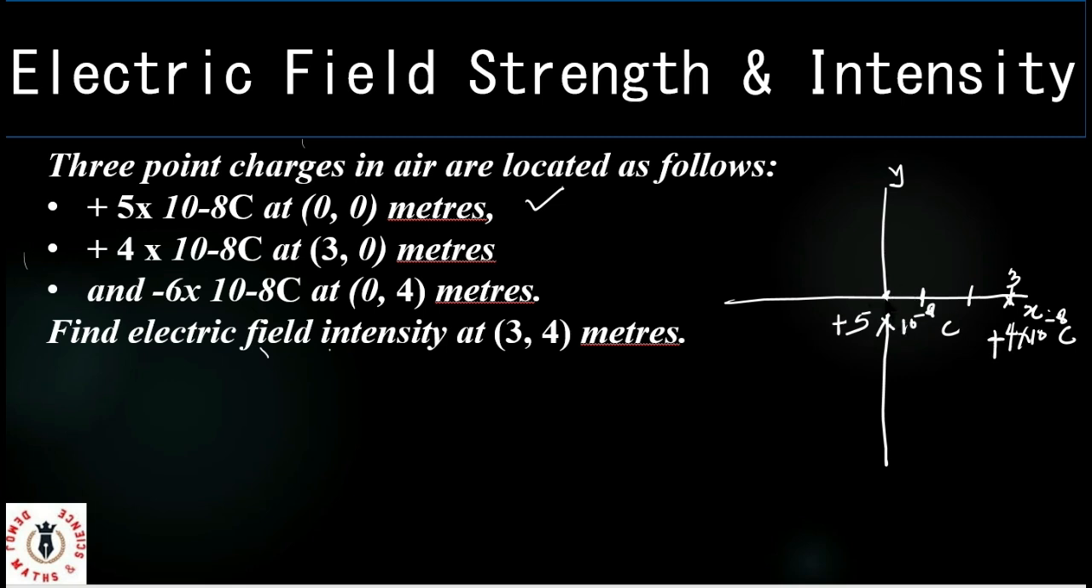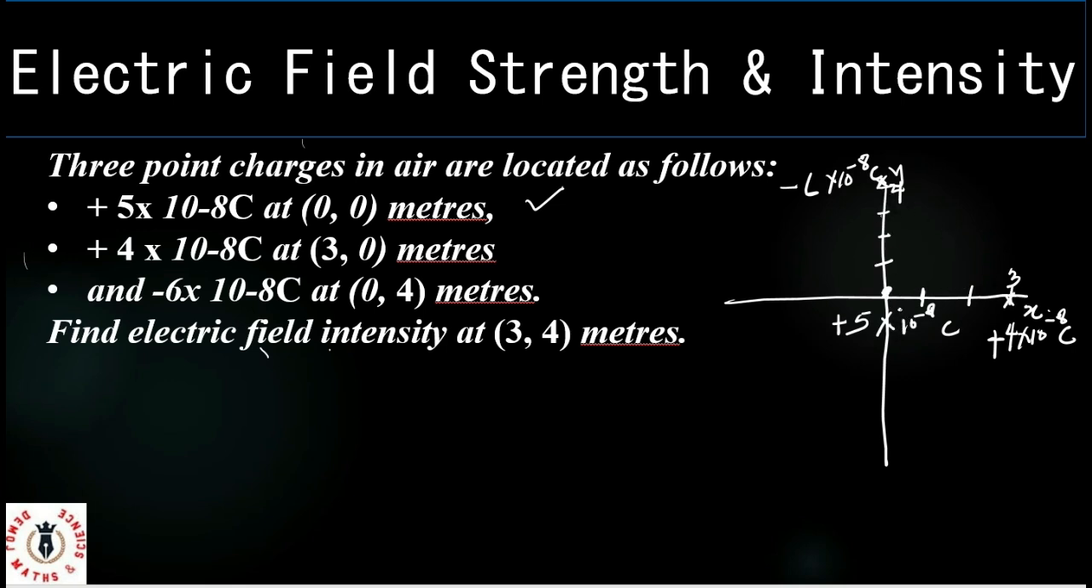Now the last one is at 0 on the x-axis and 4 on the y-axis. Let's mark it. This is 1, 2, 3, 4. So this is where I have it. This is 4, and the charge itself is minus 6 times 10 raised to power minus 8 coulomb. Now, if you look at it, I have this at 4, here is 0, and here is 3. They actually form like a triangle.